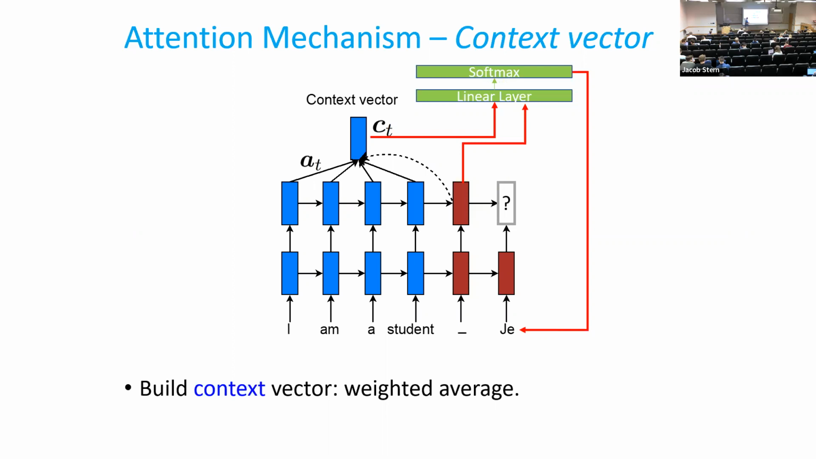Yeah, exactly. So that's a great point. As we go along longer, we will have more previous vectors to look at. And so this A vector will become longer because we're going to be taking a weighted combination of a longer context. Yeah, question.